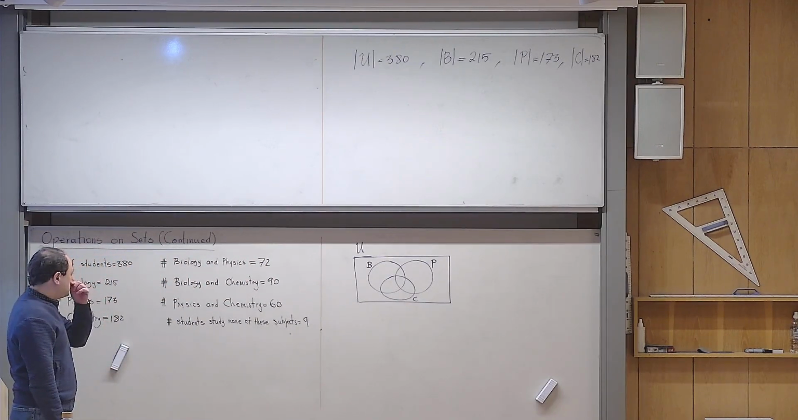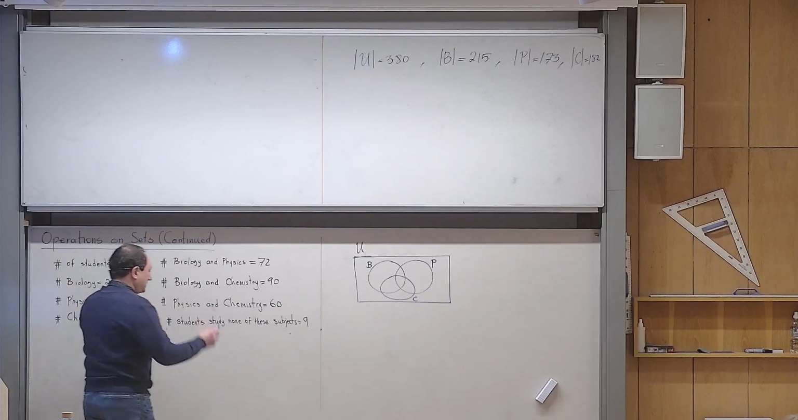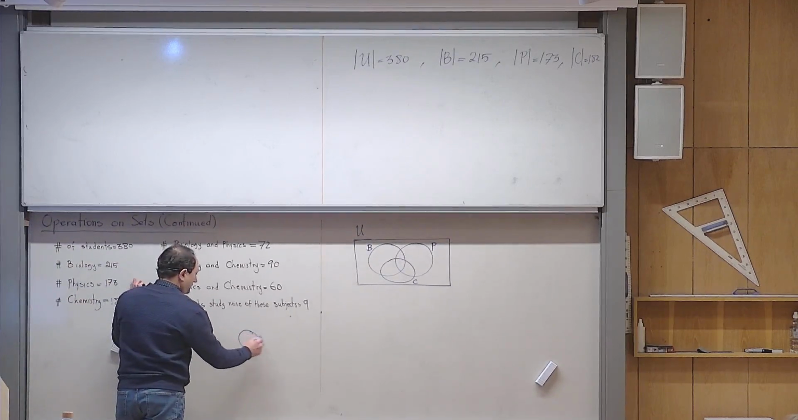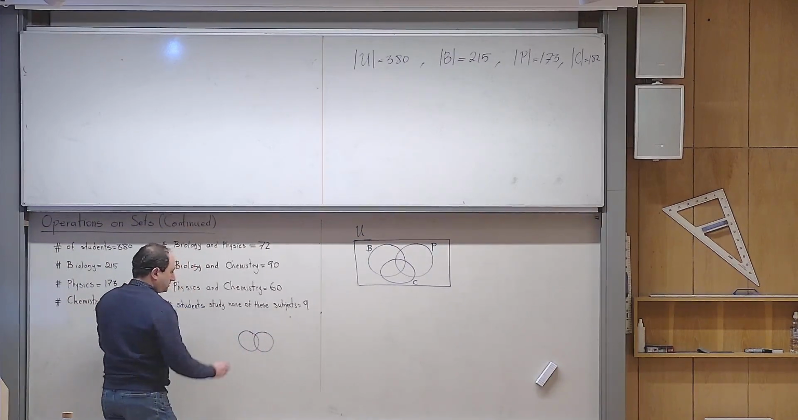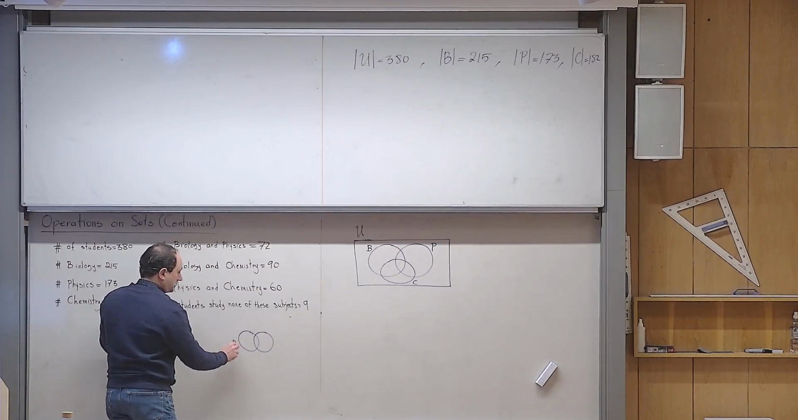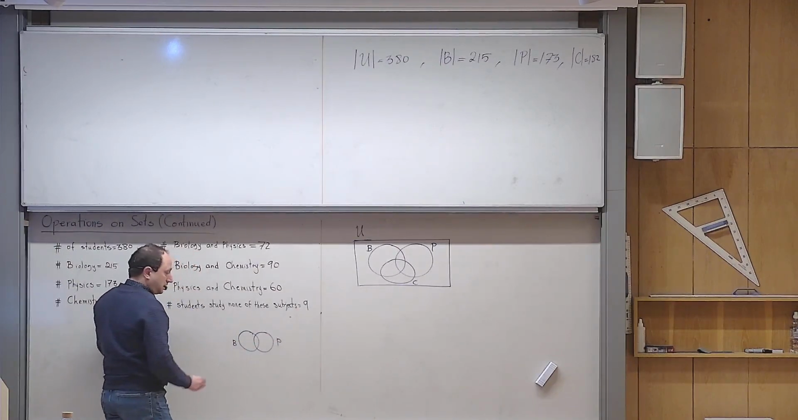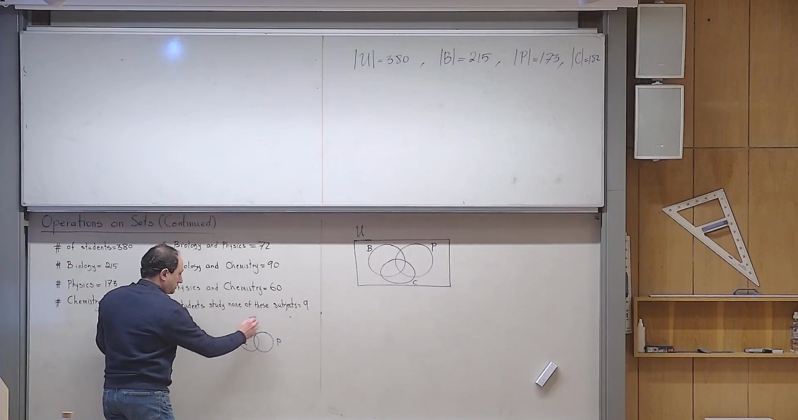By the way, is it possible that we don't have that? Yes, it is possible. You are right. Might be this is the scenario. Of course, we draw the circles, but might be this is biology, this is physics, and then I have this situation.